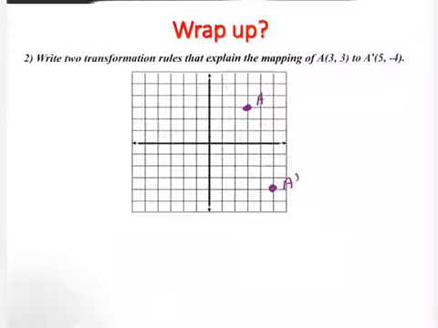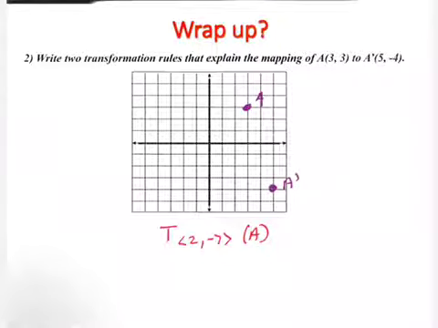One way would be, you could say, a translation by 2 units right. So 1, 2, then down 1, 2, 3, 4, 5, 6, 7. So down 7. That's one way to do it.